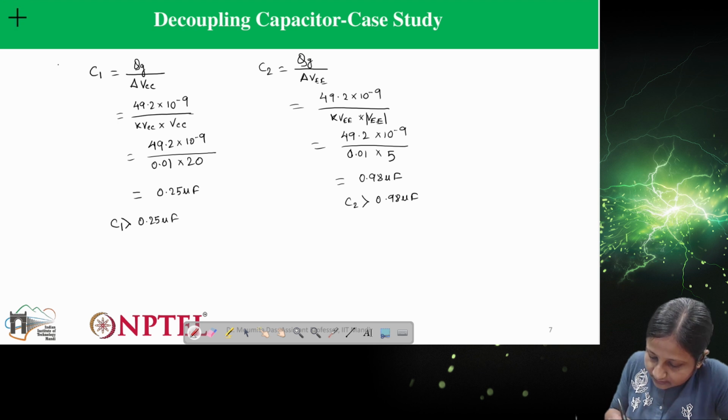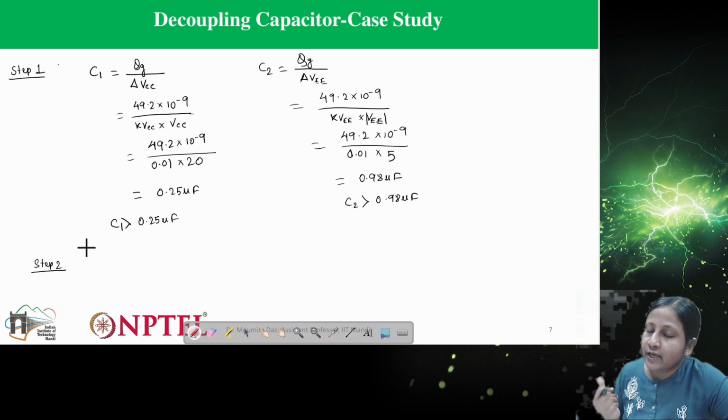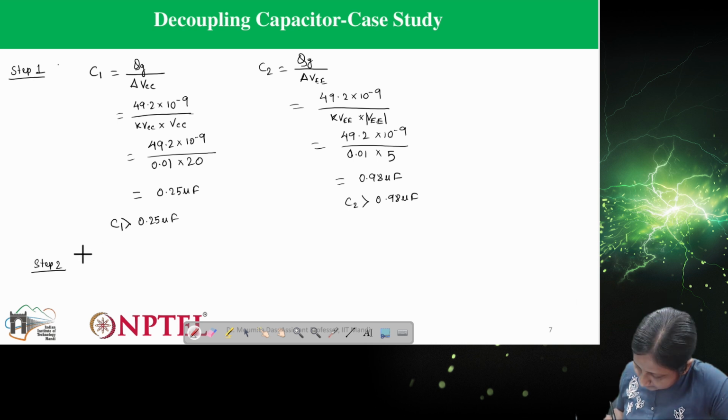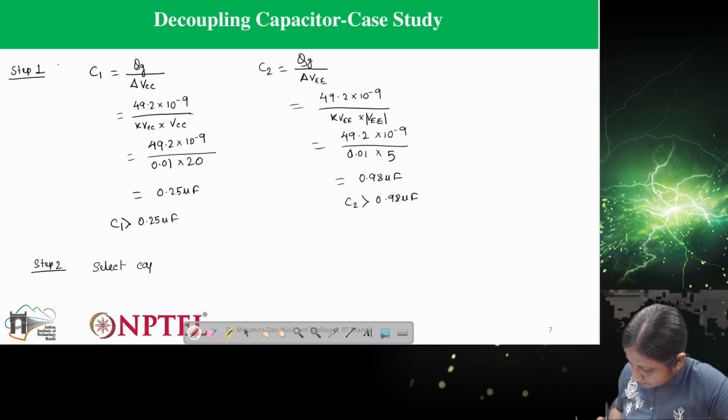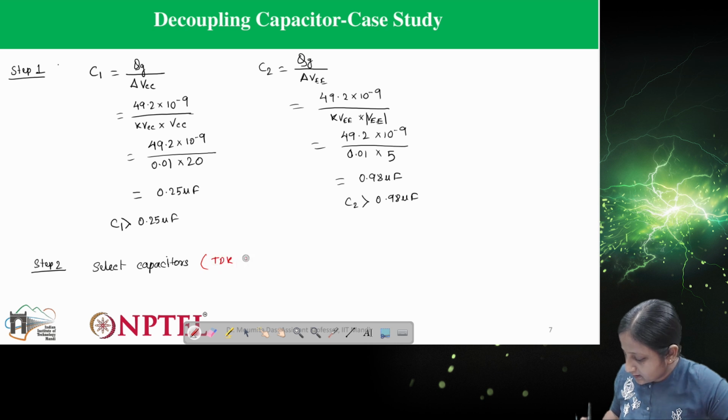So this is the calculation of the capacitor, step 1. Then step 2, once we have the calculated values, we can select the required capacitor. Generally ceramic type capacitors are considered, like SMD type ceramic capacitors. For this particular driver design, TDK ceramic capacitors are considered.